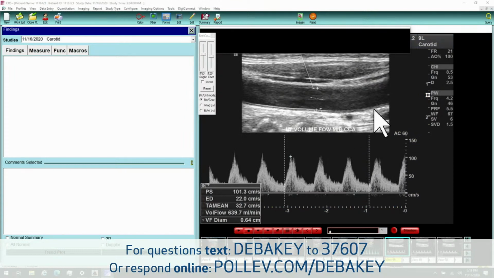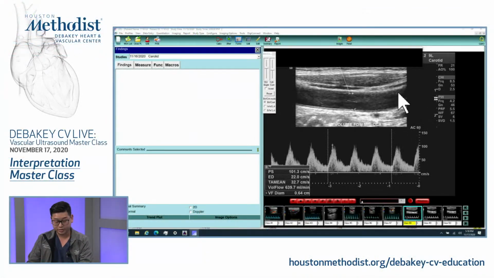And what we do in our protocol for carotids, I think is quite unique, is that we also include volume flow in our positive cases. So in times when we have high-grade stenosis on both sides, we will do a volume flow and see if there is a difference or not.